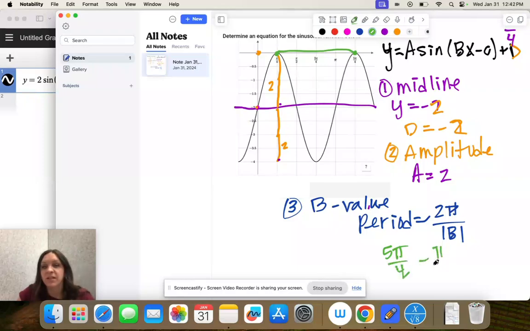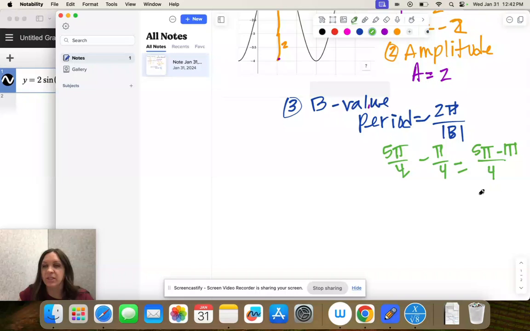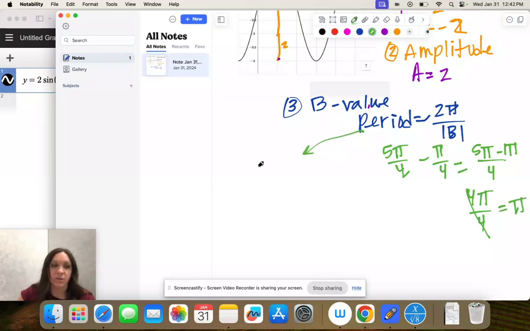minus the smaller value, and you're like, but there's pi's and that's scary. It's not that bad. The denominator stays the same, and then we take 5 pi minus 1 pi, which is 4 pi over 4. Guess what happens to the 4's? They go away, and we're left with pi. So pi is the period. That's what we just found. We're going to use that to solve for B.